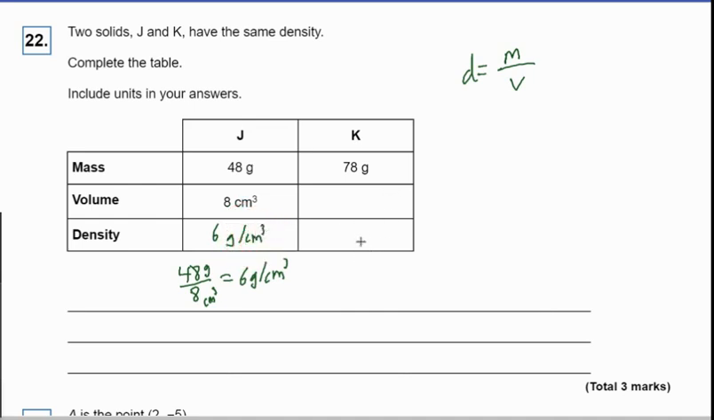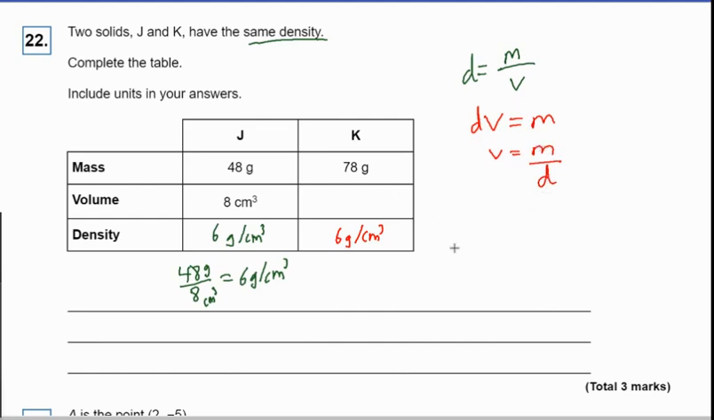Okay. Because we know that J and K have the same density, for K that's also going to be 6 grams per centimeter cubed. And if we want to rearrange this formula, we multiply both sides by V, we get D times V equals M, and then divide by D, we get V is equal to M over D. So volume is mass divided by density.